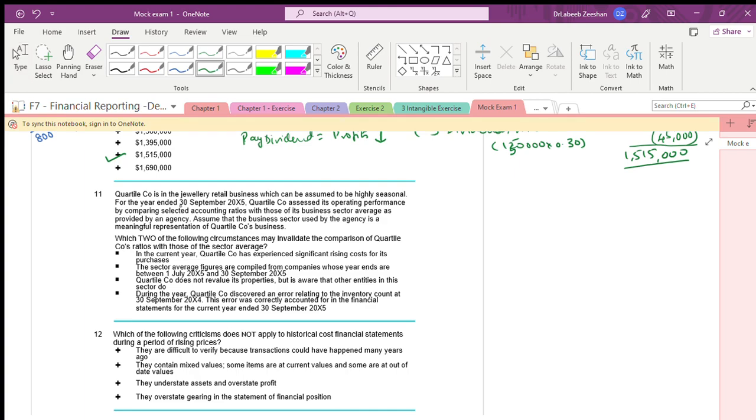Which two of the following circumstances may invalidate the comparison of Quartile? I will tell you this later. In the current year, Quartile has experienced significant rising cost for the purchase. Which two of the following may invalidate the comparison of ratios with the sector's average? Is it right?